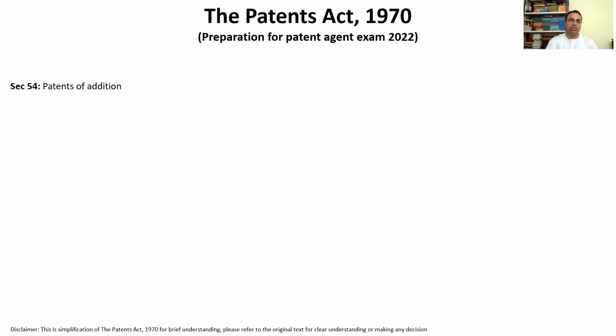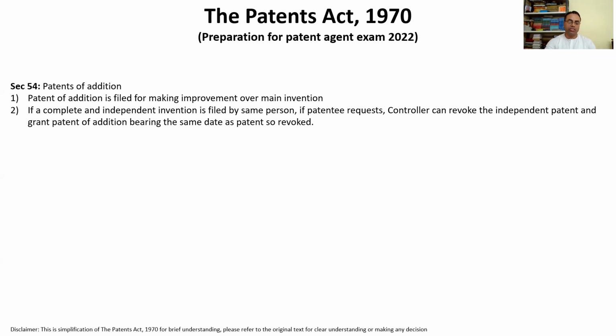So this is the summary that I have prepared for you from this. A patent of addition is filed for making an improvement upon the main invention. The first invention that we file is called the main invention, and then if you want to make any improvement over it, you can request the controller that you are going to file a patent of addition.